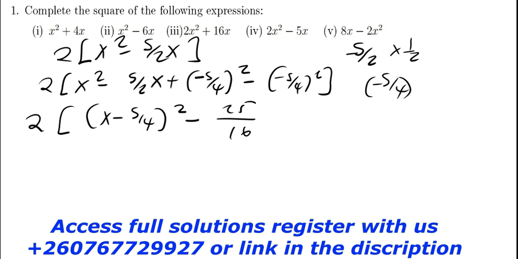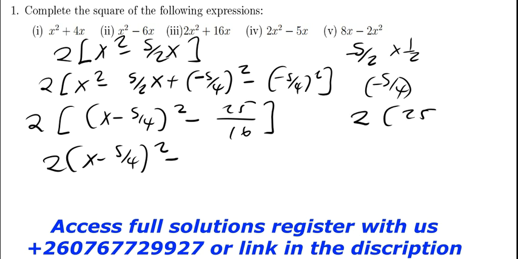From this point now you can distribute. Let's not forget to put the bracket. We can now distribute the what? The 2. So it will be 2 open bracket x minus 5 over 4 squared minus, so 2 times 25 over 16. So 2 there 1, 2 there 8. So you end up having 25 over 8.